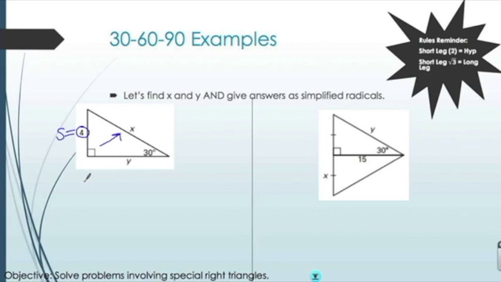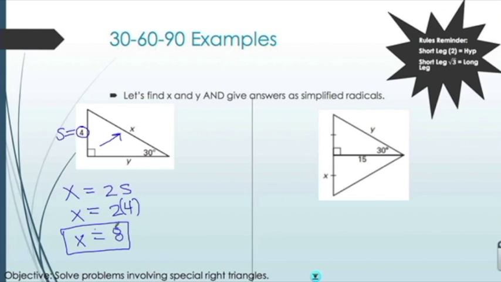4 is across from the 30-degree angle. That makes it the shortest side. So if we remember our rules, to find our hypotenuse, which in this diagram is x, we are going to double our short side. So 2 times 4 is what is going to give us our hypotenuse, and that will be 8. So x is equal to 8.